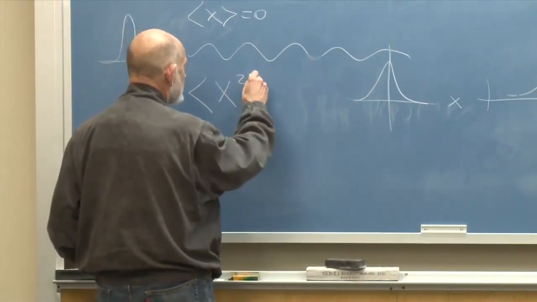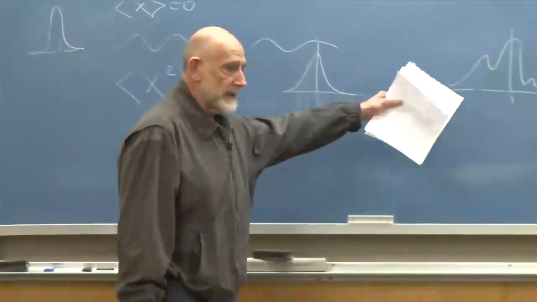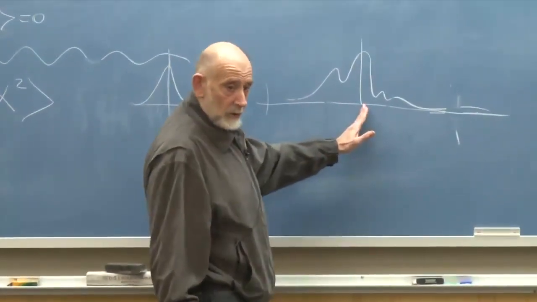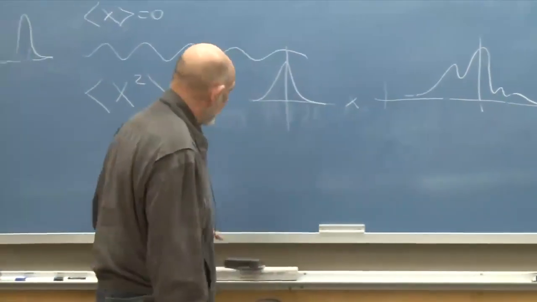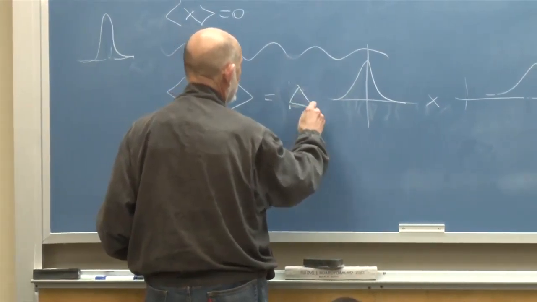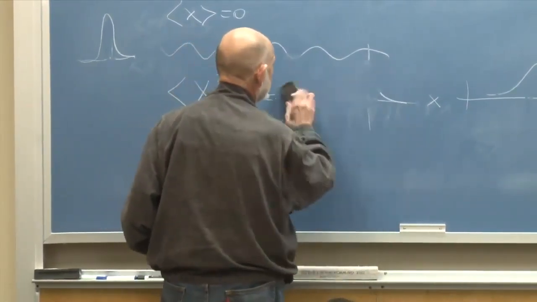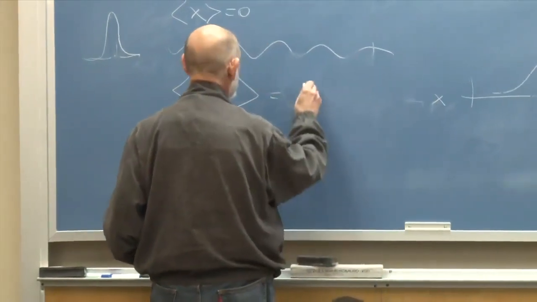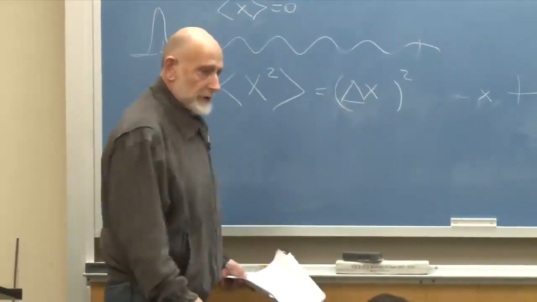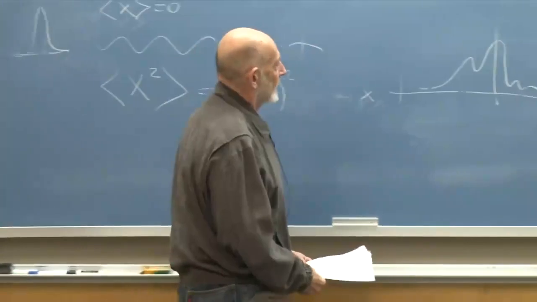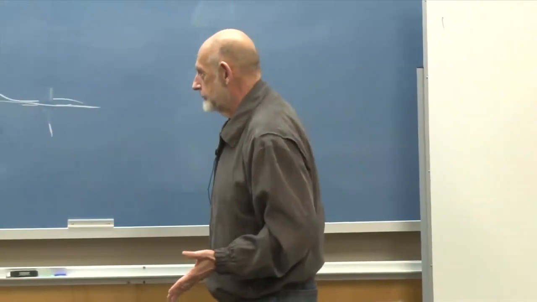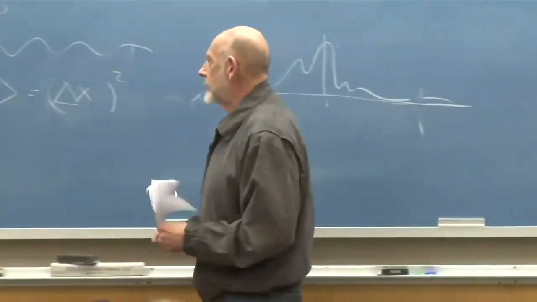The average value of X squared with a given probability distribution, given that the average of X itself is equal to 0, that is the uncertainty in X. It's just called delta X squared. It's a positive number, and the broader the distribution, the larger it will be. All right?